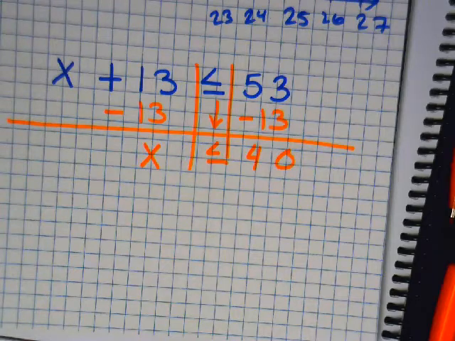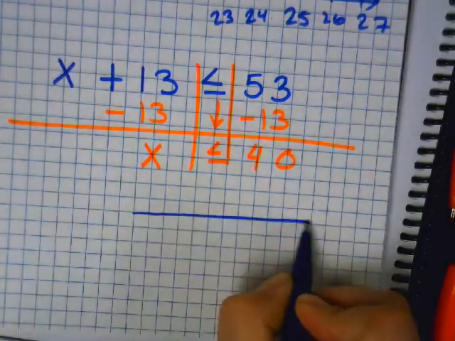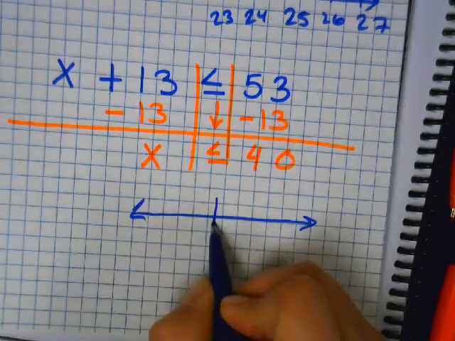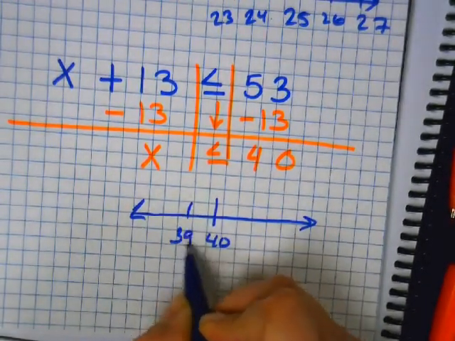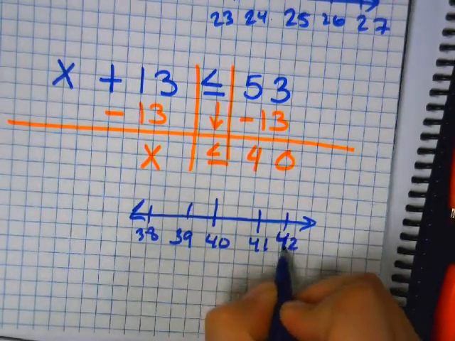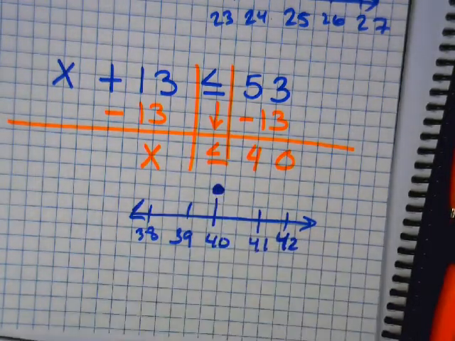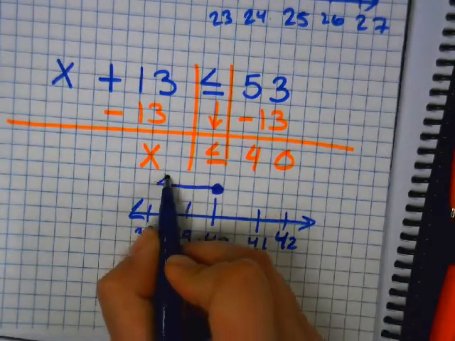The only new part in 7th grade is the graphing. And it goes to the left. 40, 39, 38, 41, 42. Open or closed circle? Closed. And which way do you shade? Left.